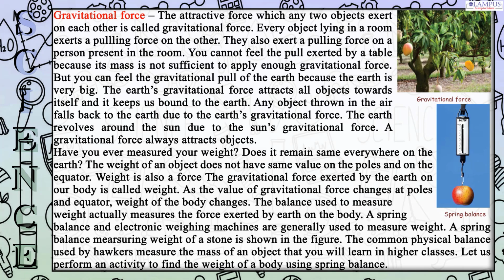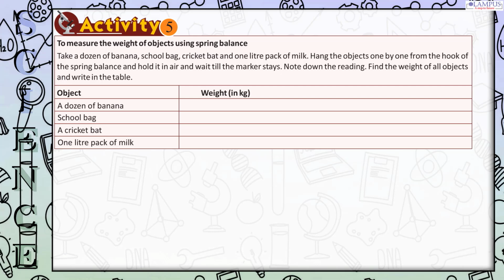Activity 5. To measure the weight of objects using a spring balance. Take a dozen bananas, a school bag, a cricket bat and a 1 liter pack of milk. Hang the objects one by one from the hook of the spring balance and hold it in air and wait till the marker stays. Note down the reading. Find the weight of all objects and write in the table. Object, weight in kilogram: a dozen bananas, school bag, a cricket bat, 1 liter pack of milk.